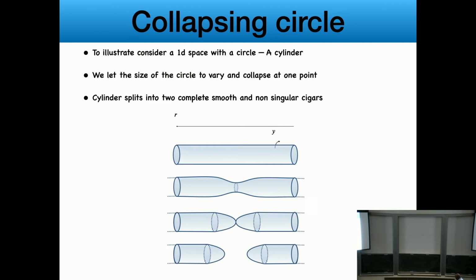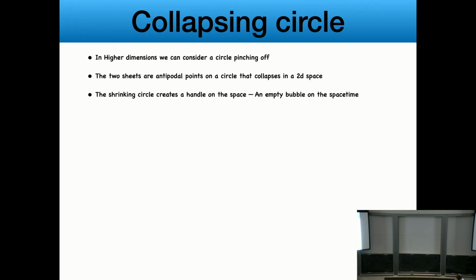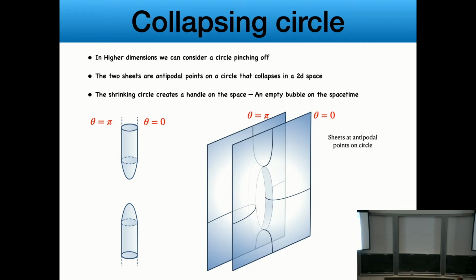Let's do it in two dimensions. In higher dimensions, we can consider a circle which also is pinching off. So this was the picture before that I had along one dimension. Now, in two dimensions, something funny happens. When I collapse the size of the circle, I just create two disconnected objects, okay? So in higher dimensions, if I consider a 2D space, a 2D sheet, with a circle that sits on top that can collapse in various regions, something different is going to happen.